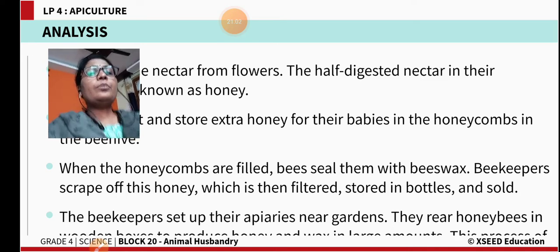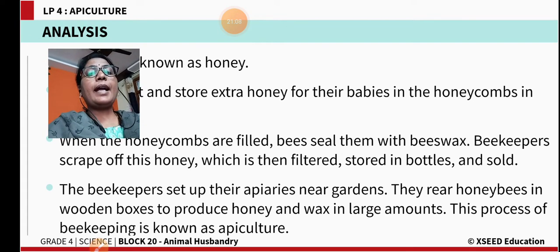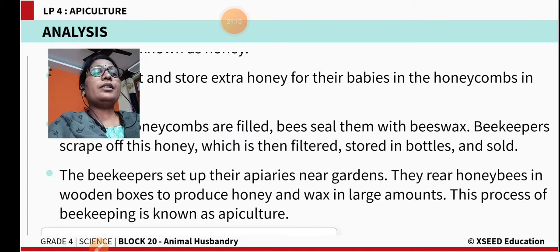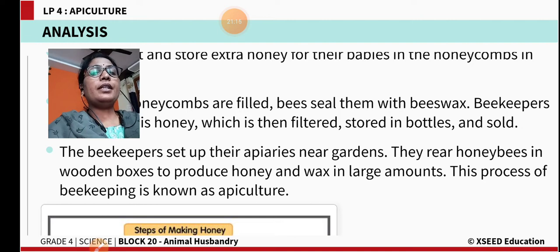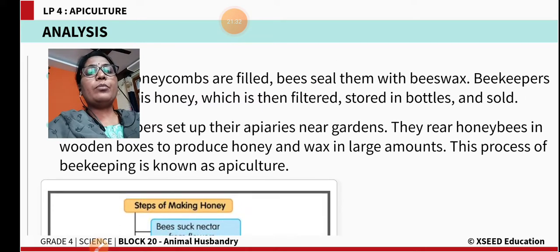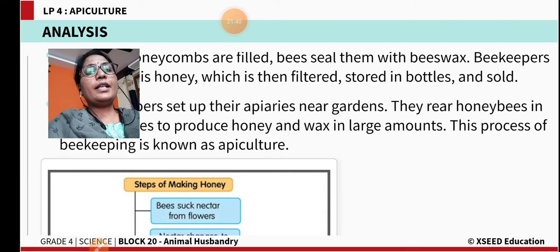When the honeycombs are filled, bees seal them with the beeswax. Beekeepers scrape off this honey, which is then filtered, stored in bottles, and sold. The beekeepers set up their apiaries near gardens. Why will they keep their apiaries near the gardens? Because the honeybees usually go and collect the honey from the flowers. That's why these apiaries should be very close to the garden. They rear honeybees in wooden boxes to produce honey and wax in large amounts. This process of beekeeping is known as apiculture.